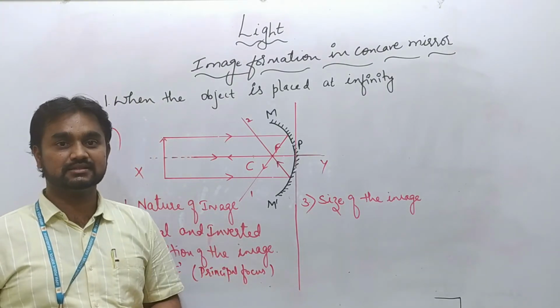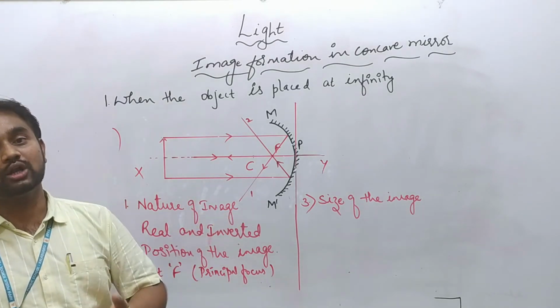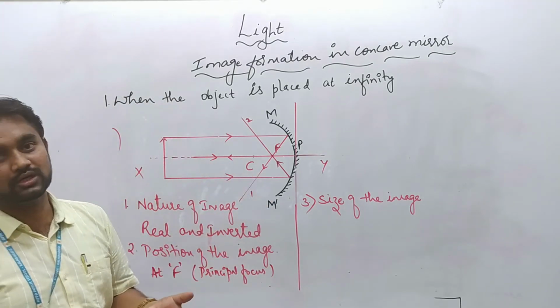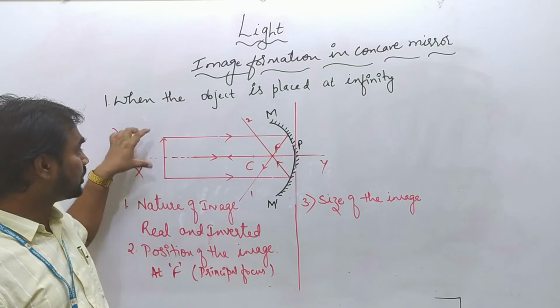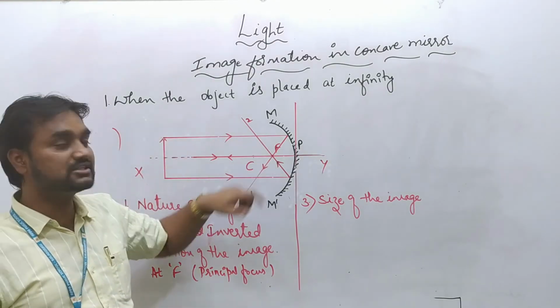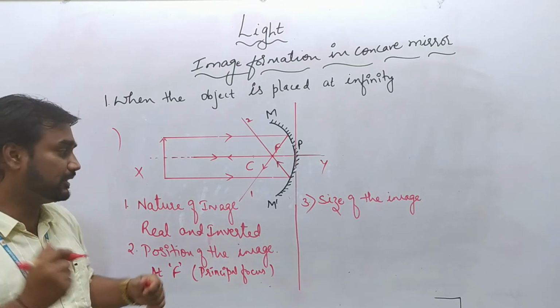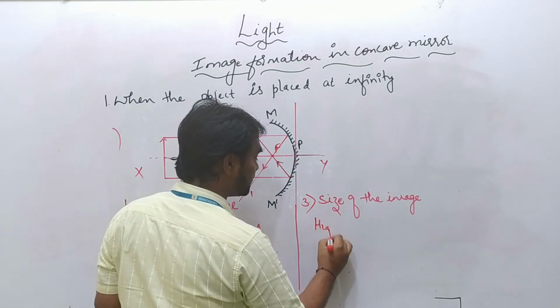If it is of the same size, then you have to write it as same size. If the image obtained is smaller than the object, you can say diminished. Or if it is much smaller, then you can say highly diminished. So here, compared to the object, the image is very small. So this is highly diminished. So here I write size of the image is highly diminished.